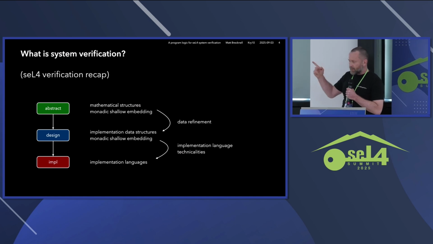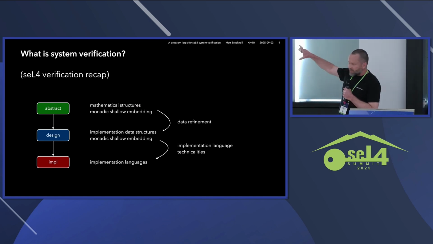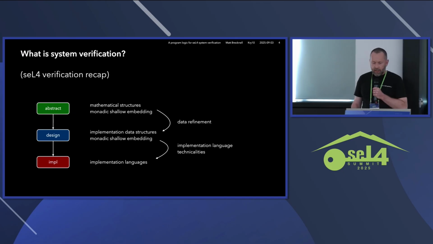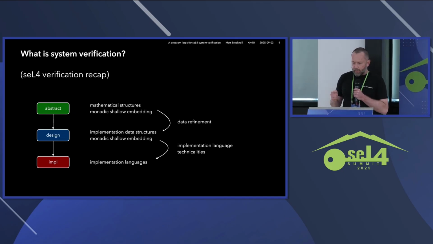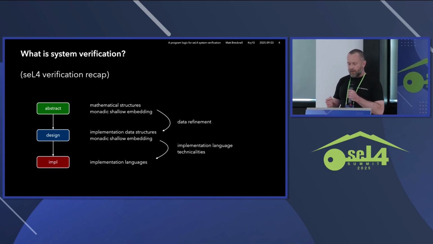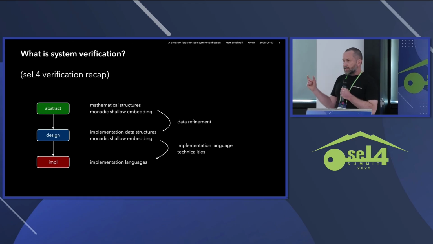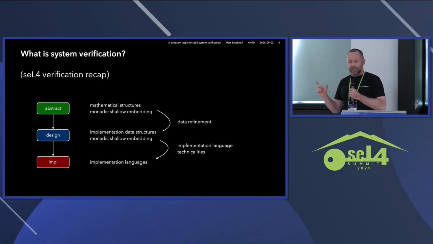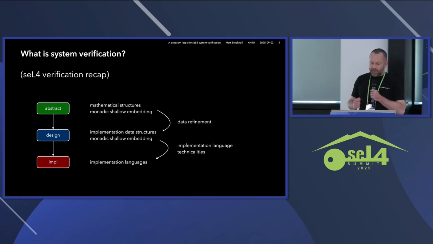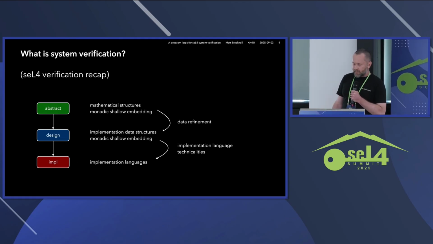All right, yeah, so the first two specifications, the abstract and the design, we use this idea of a monadic shallow embedding. It's just a state monad for those who are familiar with Haskell. And the nice thing about this is that we can just use the expression language of the host prover. We don't have to decide what operators we want in our specification language. We don't have to prove theorems about substitution. We just use the expression language that's there.